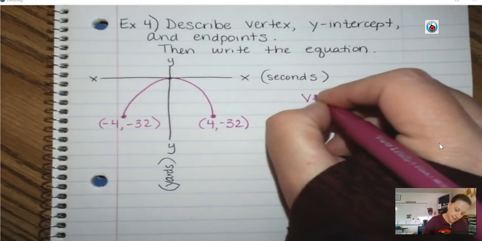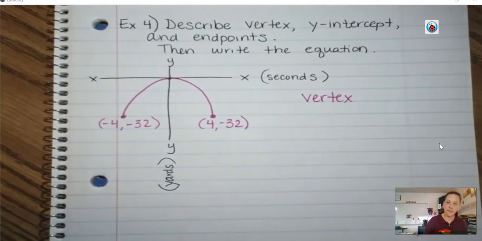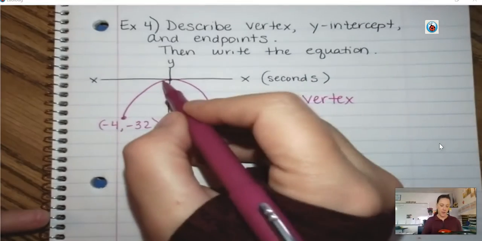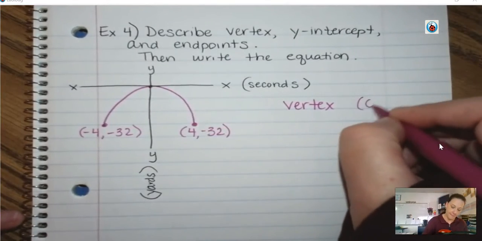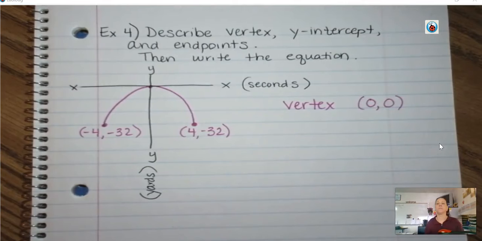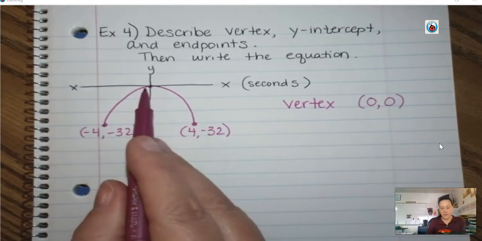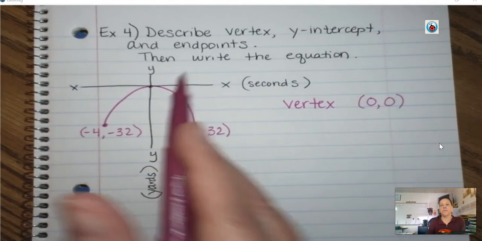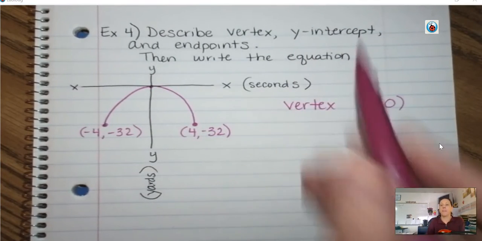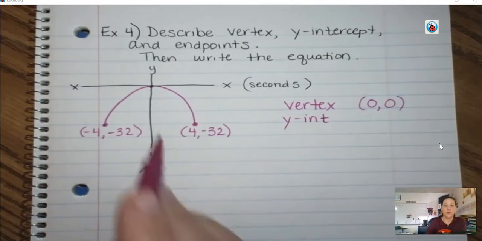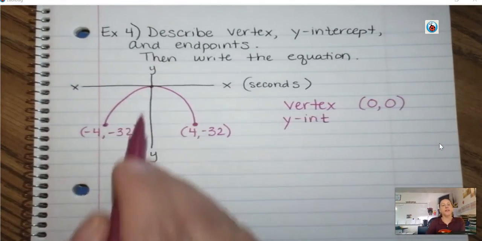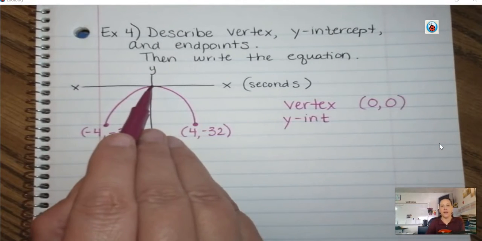So the vertex is that point where the curve kind of goes both directions, down from it or up from it. So the vertex is just going to be right there at 0, 0. That's the point when the dolphin goes up for air. The y-intercept. So our graph hits the y-axis right here again at 0, 0.